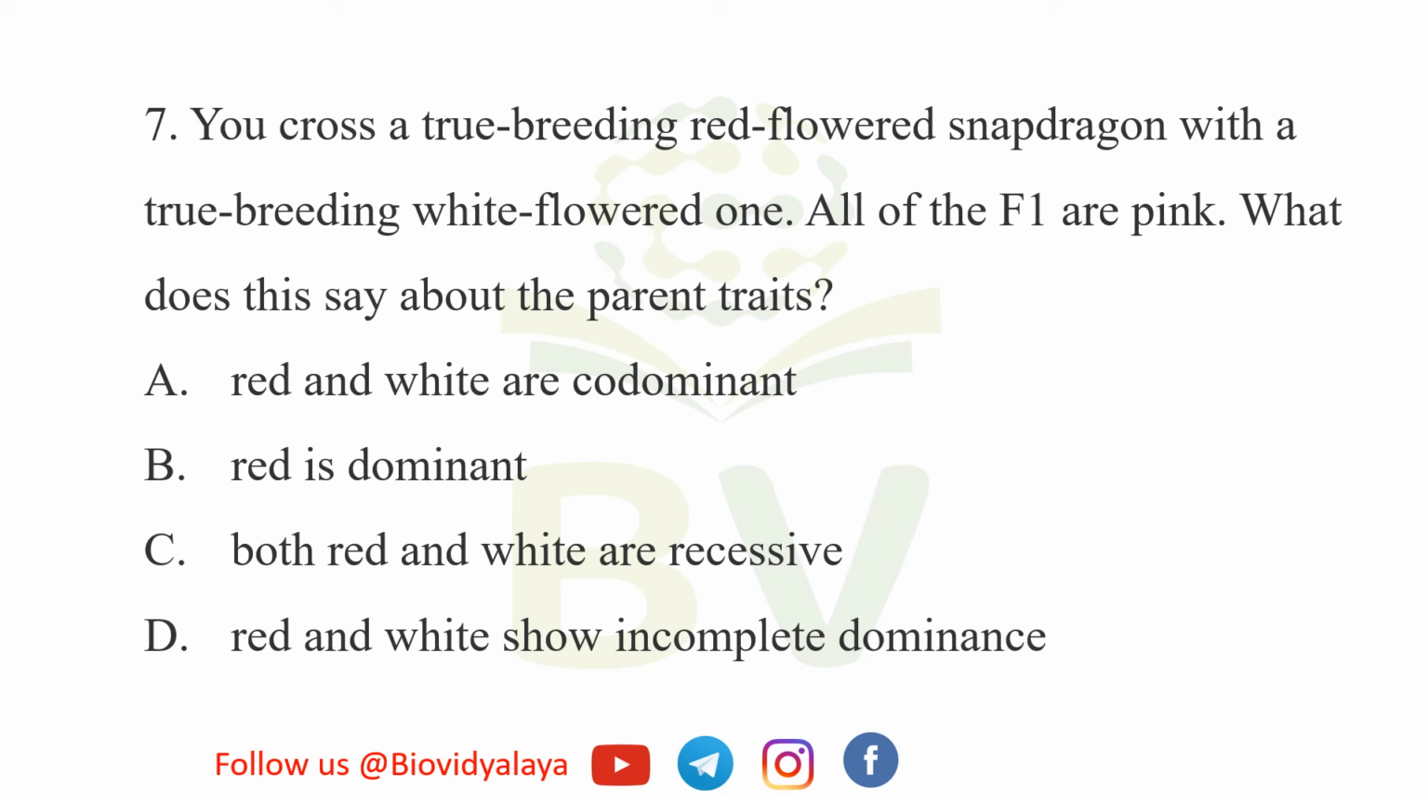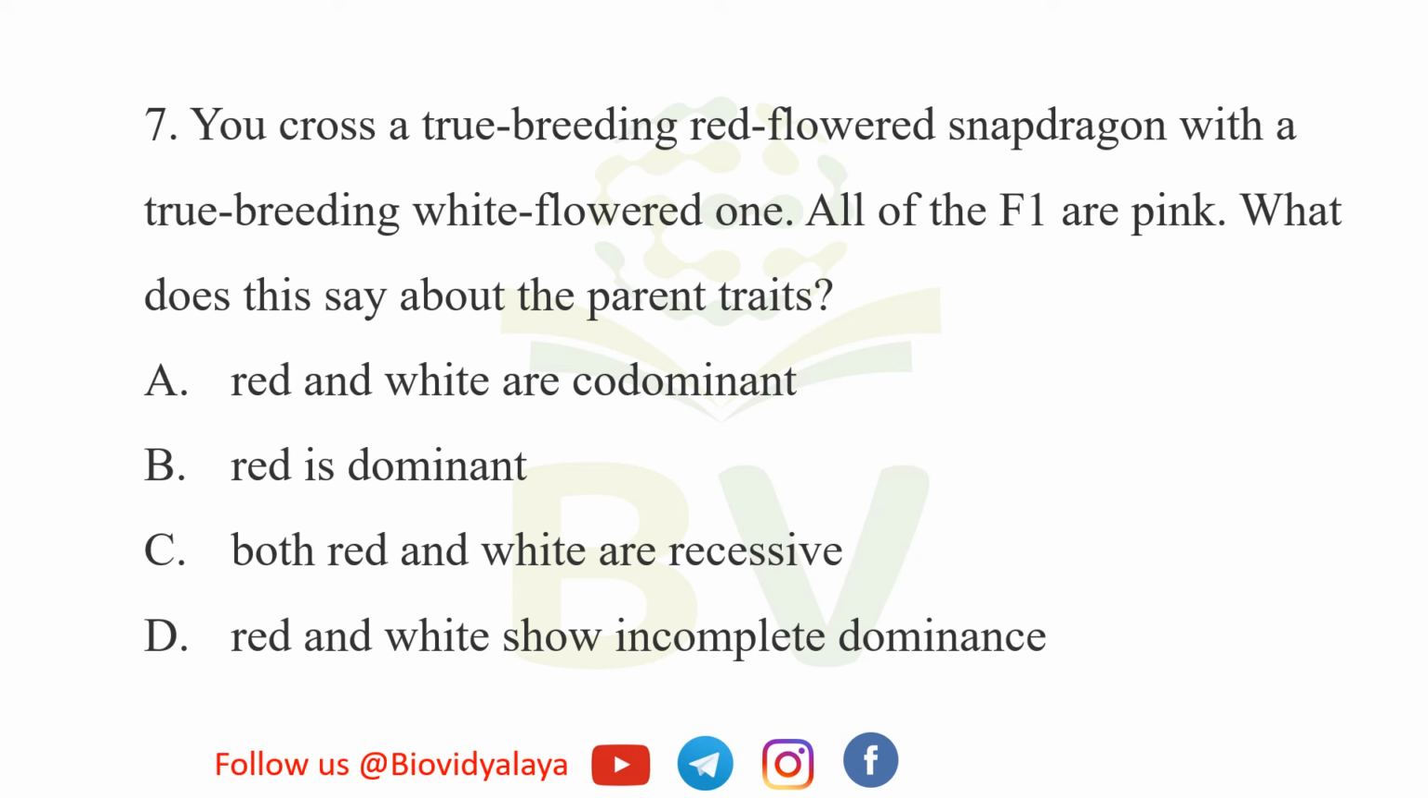Next question. You cross a true breeding red flowered snapdragon with true breeding white flowered one. All of the F1 are pink. What does this say about the parent traits? Option A, red and white are co-dominant. Option B, red is dominant. Option C, both red and white are recessive. Option D, red and white show incomplete dominance. We discussed this example in one of our previous lecture videos.